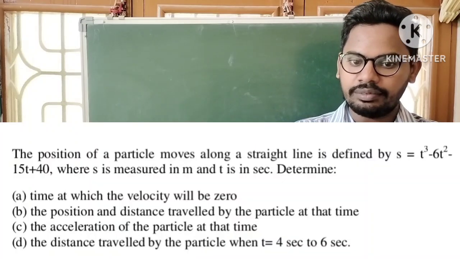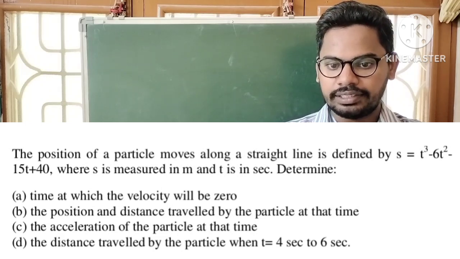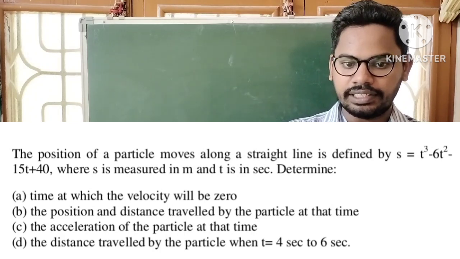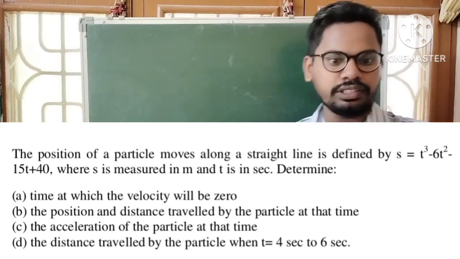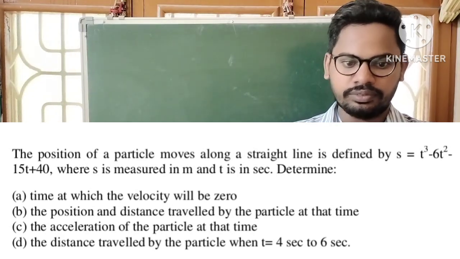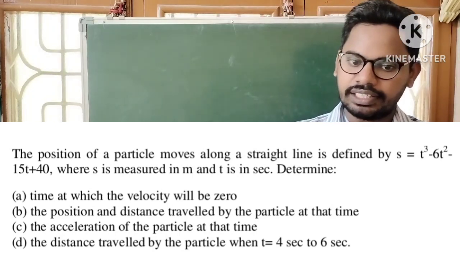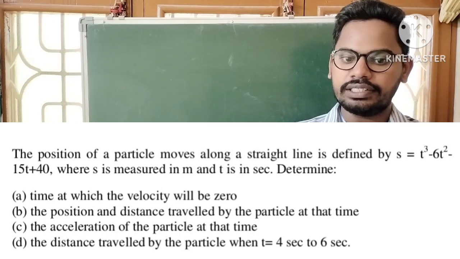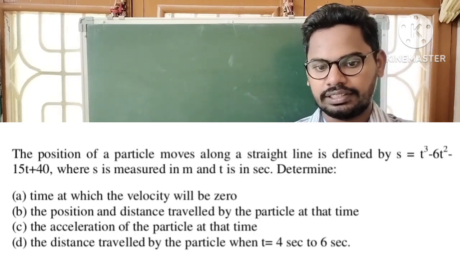The position of a particle moving along a straight line is defined by s equals t cubed minus 6t squared minus 15t plus 40, where s is measured in meters and t is measured in seconds. Determine, first question, the time at which the velocity will be 0, and second, the position and distance travelled by the particle at that time, and the acceleration of the particle at that time. Finally, the distance travelled by the particle from t equals 4 seconds to 6 seconds.